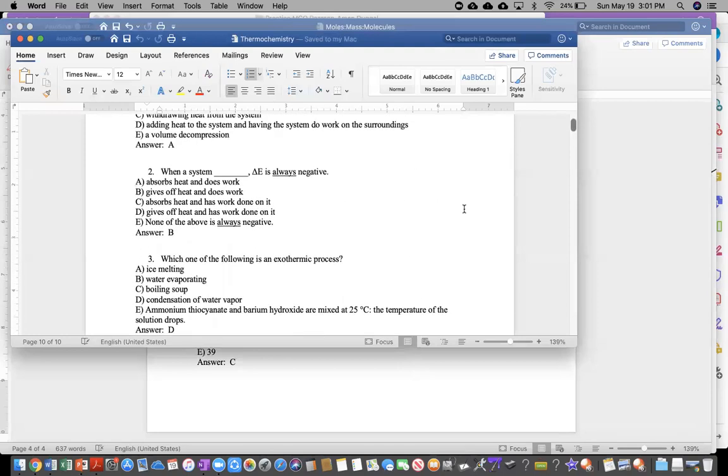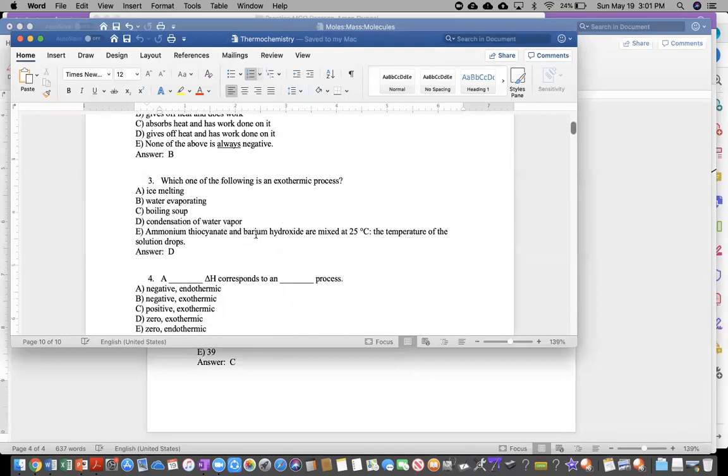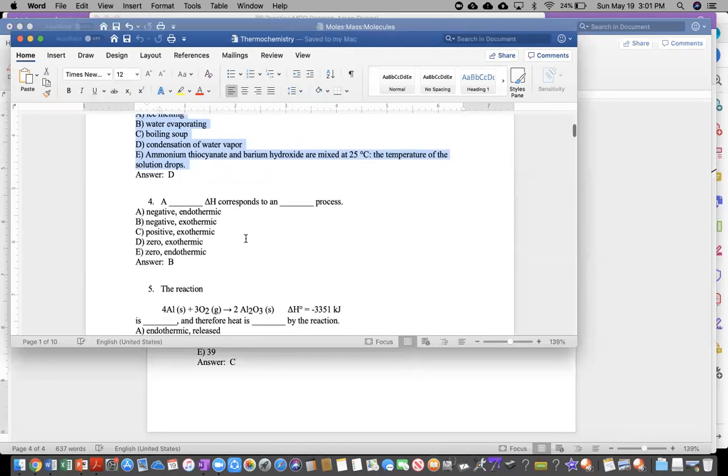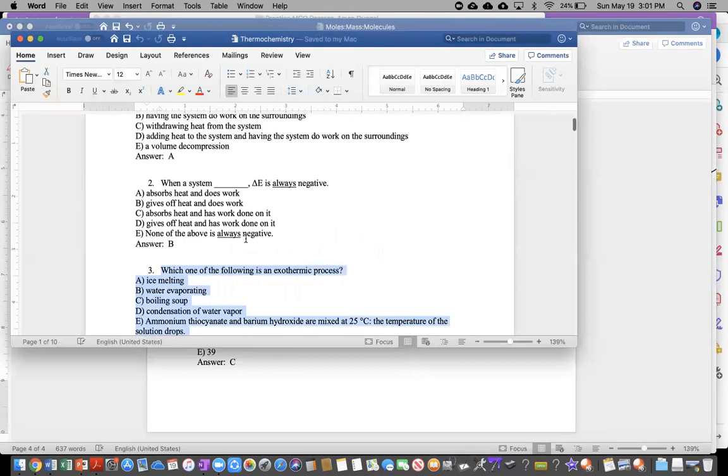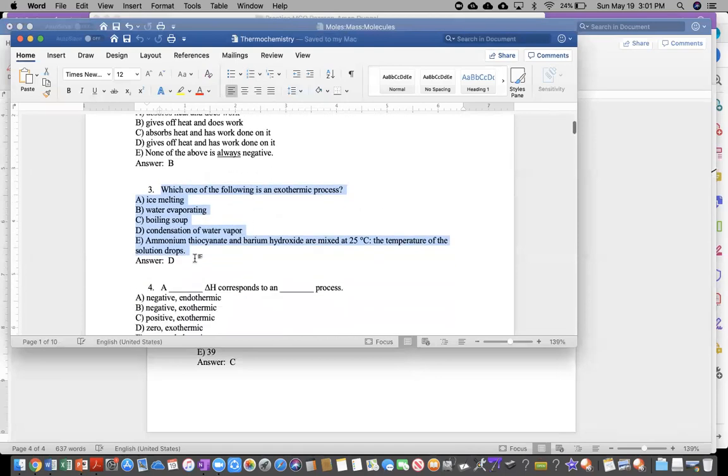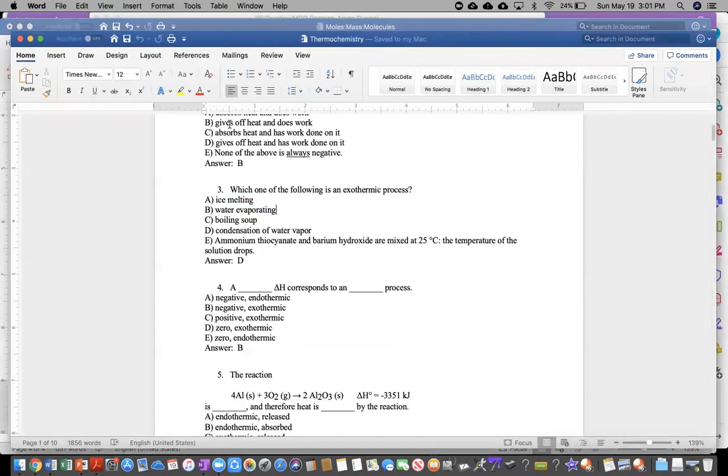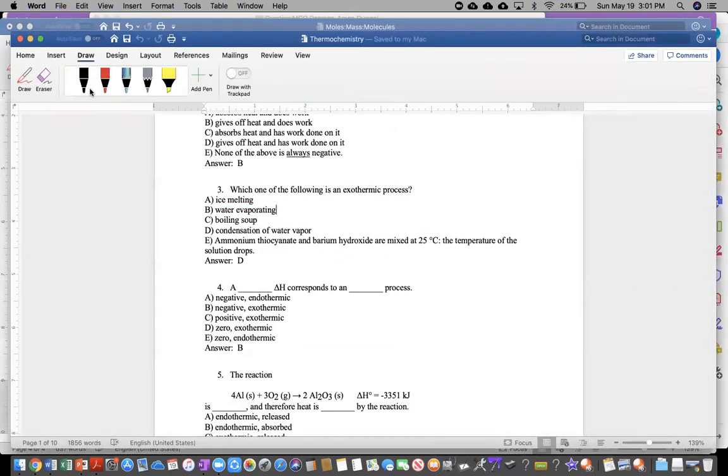It's going to be something like this. You see this example, like this, number 3. Yes, I hate that one. So the type of questions you're going to see is going to be something like this: which example is endo or exothermic? So you basically have to figure that out.